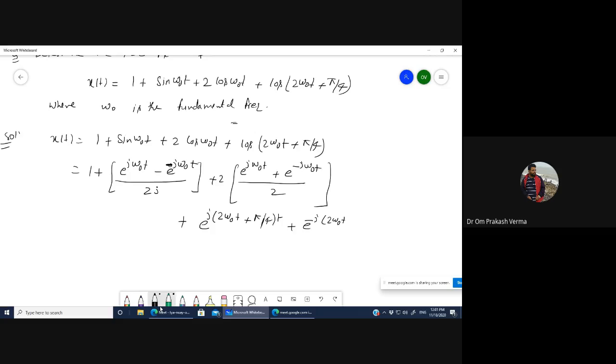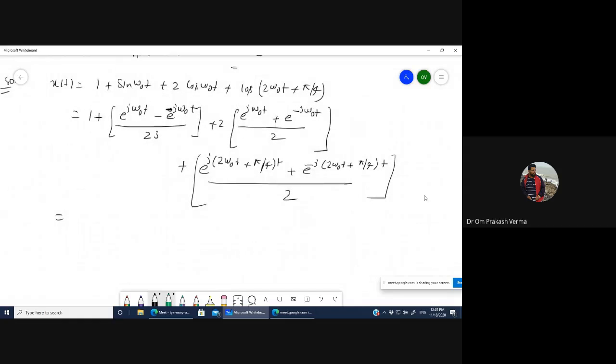Pi by 4 t, right? And plus pi by 4 t, right? Divided by 2. Okay. So it is nothing but, when you solve this one, then 1 plus... look, e to the power j omega naught t is here also, so 2 cancels 1, it will be 1, and from here you got 1 divided by 2j, right? This is the coefficient of what? e to the power j omega naught t. Am I right? Any problem? This is the coefficient of e to the power j omega naught t.